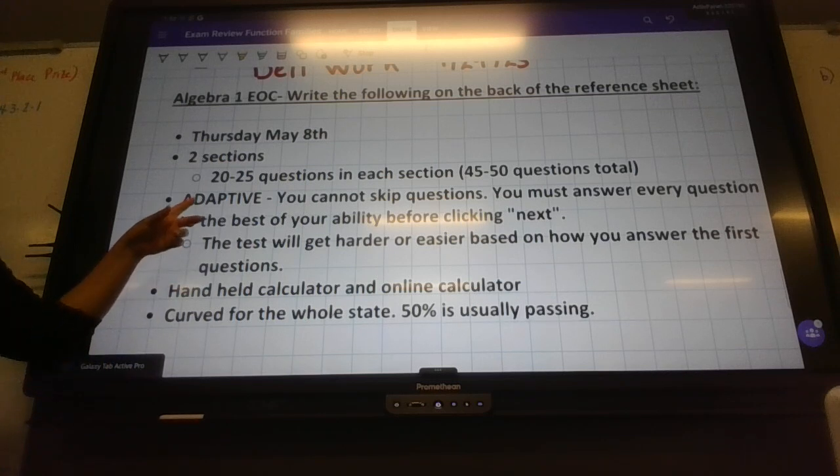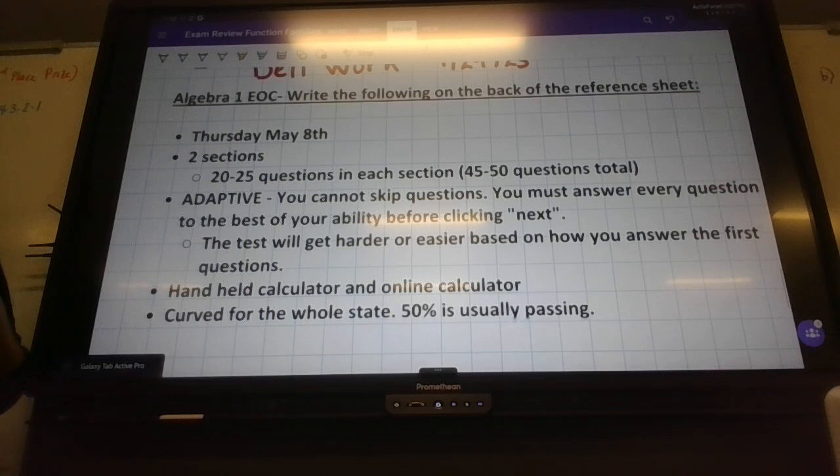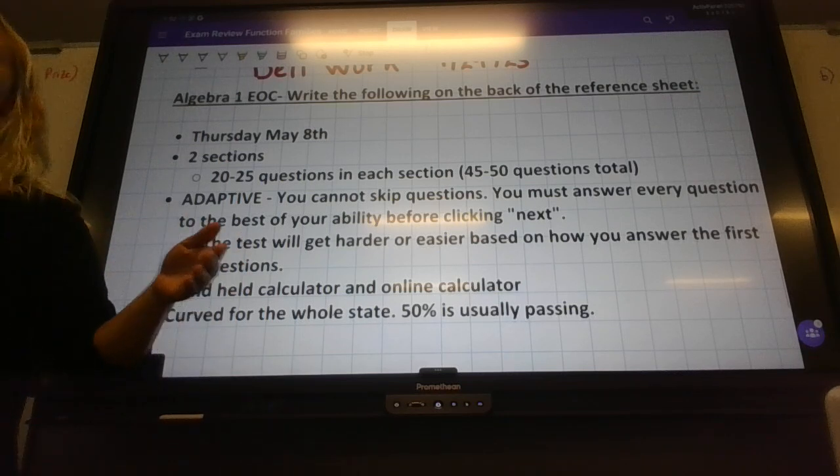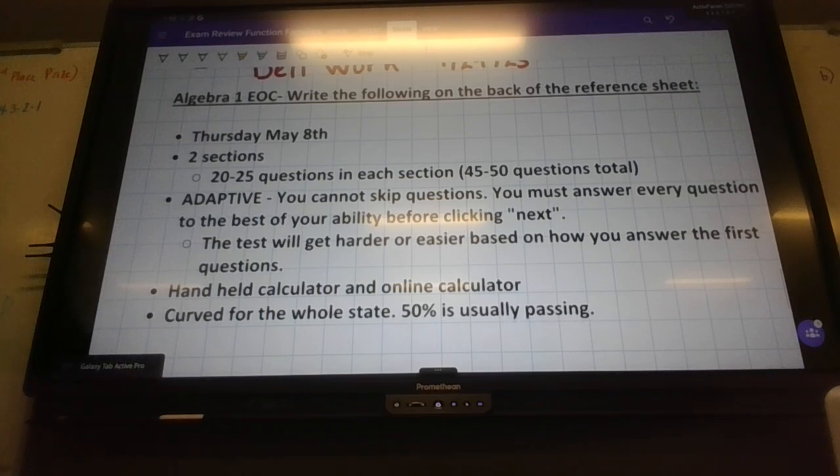Did you know that the test is adaptive? Like you can't skip questions; you have to answer each question to the best of your ability. Like don't skip through and then try to go back, because how you answer each question, the next level will get more difficult or more basic. So answer each one to the best of your ability as you read it. You're writing this on the back of your paper. You can shorthand it. You don't have to write it word for word.